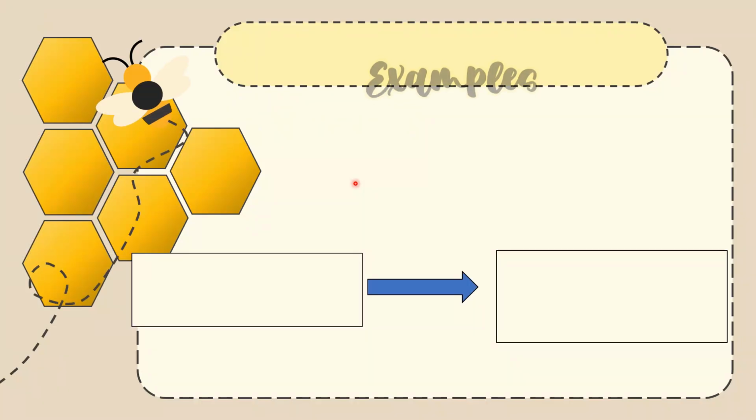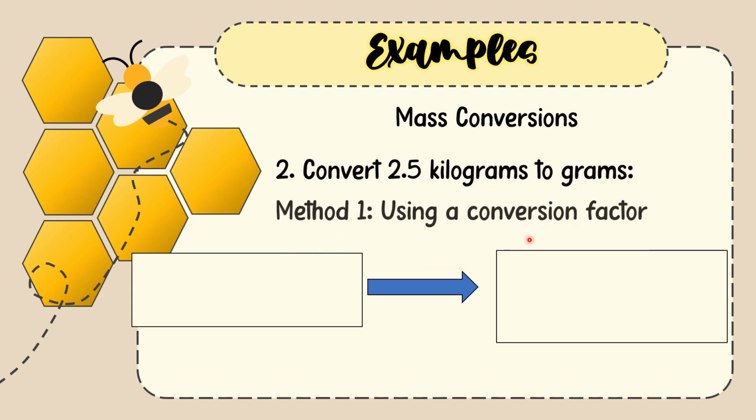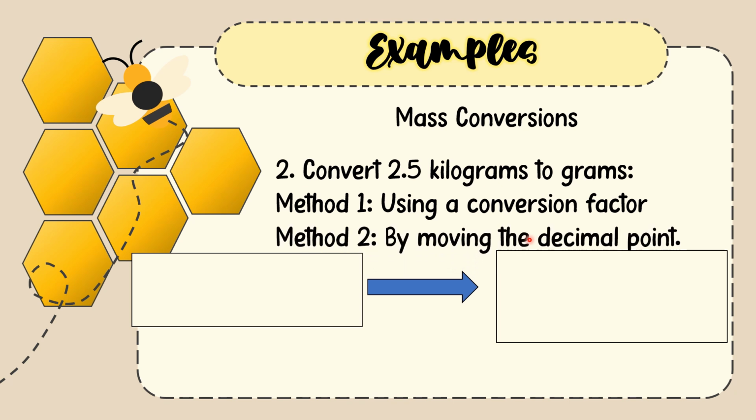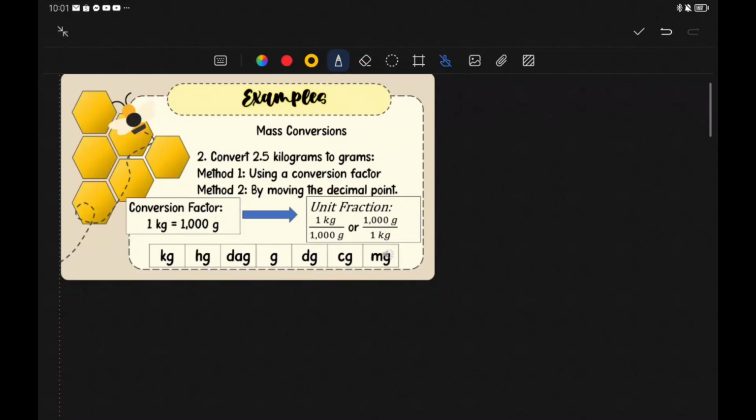Now let's proceed to example number 2 for mass conversions. We have, convert 2.5 kilograms to grams. So we have here the two methods again. We need to use the two methods. And the conversion factor is 1 kilogram is equal to 1,000 grams. And the unit fraction is the same as example number 1. We have 1 kg over 1,000 grams or 1,000 grams over 1 kg. And for method 2, we are going to use the same table as well.